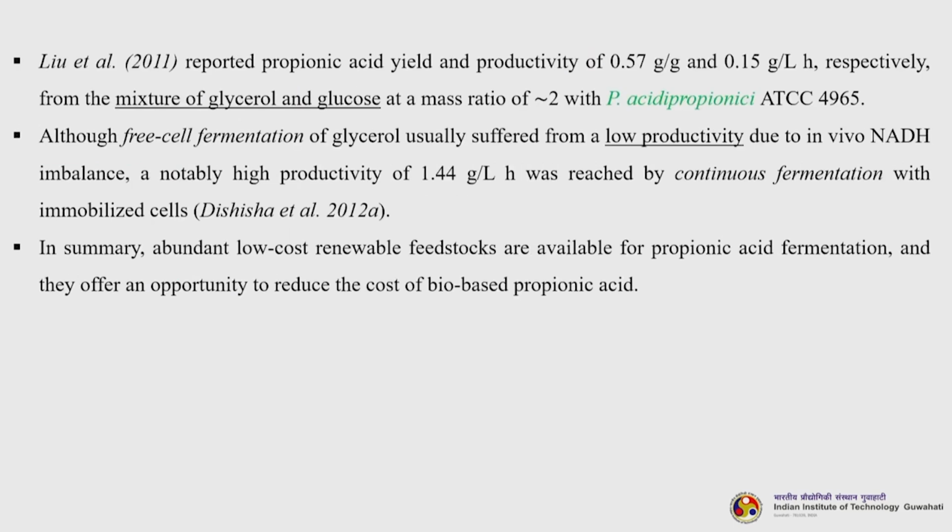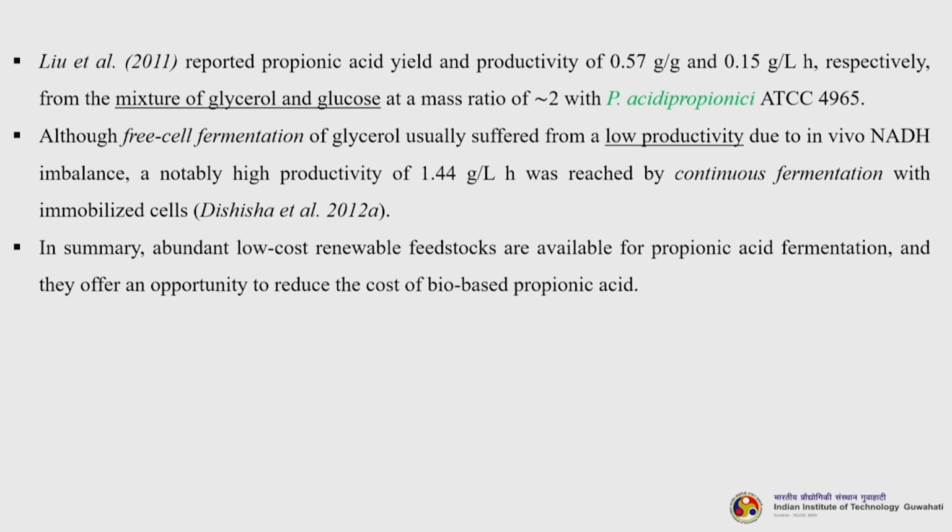Liu et al. in 2011 reported propionic acid yield and productivity of 0.57 gram per gram and 0.15 gram per liter per hour respectively from the mixture of glycerol and glucose at a mass ratio of 2 with Propionibacterium acidipropionici ATCC 4965. So, it is a very important work in which they actually use two different types of substrates as a carbon source. It is a mixture of glycerol as well as glucose.